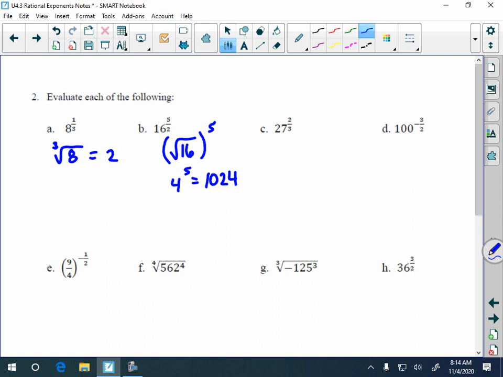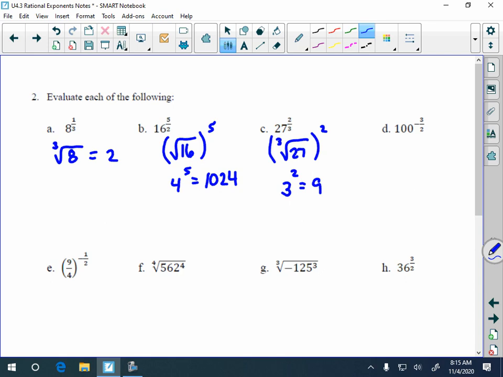All right, 27 to the 2/3. So here we're going to put the 3 for the index of the radical. 27 goes inside. Now I'm going to use parentheses and raise it to the 2nd power. Now I'm going to simplify the cube root of 27. So find a number that multiplies by itself 3 times that equals 27. And it's going to be 3. And I'm going to raise that to the 2nd power. And so the answer is 9.